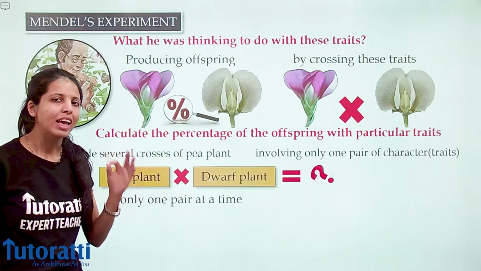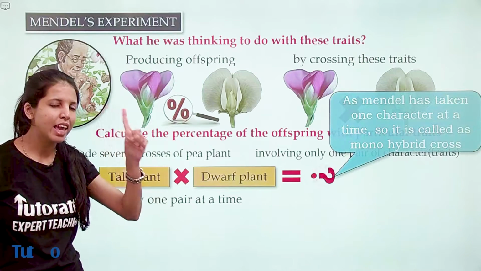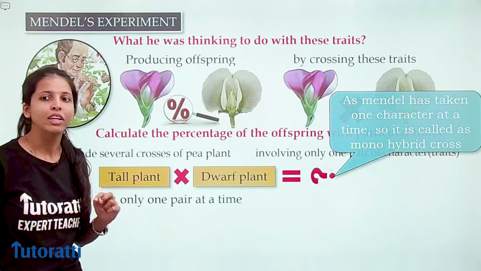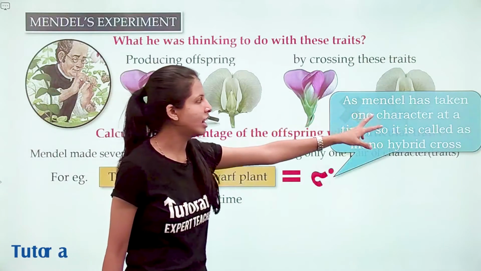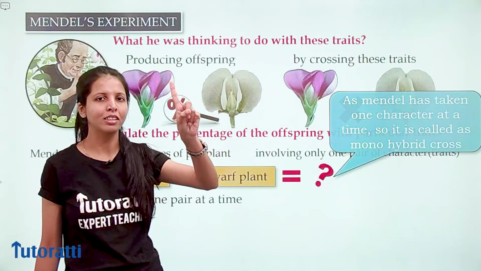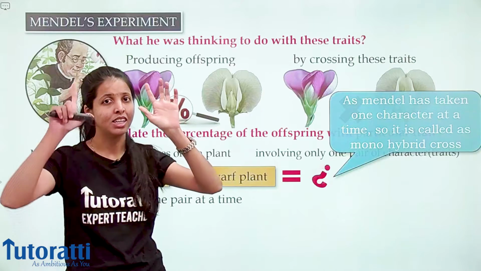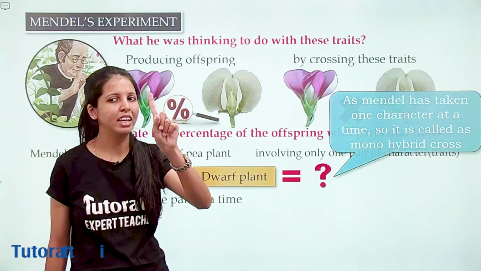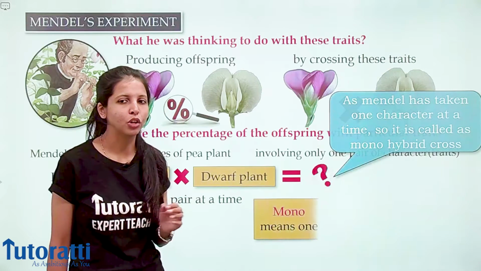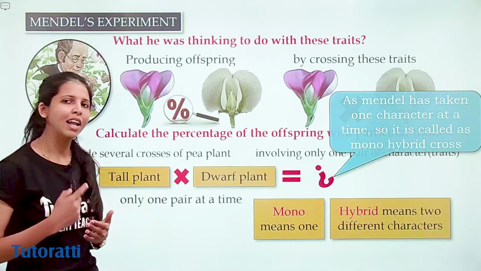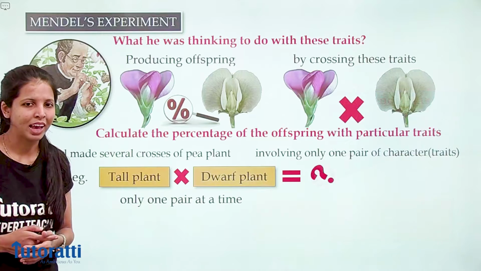So when a cross is made where only one pair is taken, that is called a monohybrid cross. As Mendel has taken one characteristic at a time, understand this, only 1 out of 7 is taken, that is called a monohybrid cross, where mono is once and hybrid means two different characteristics.